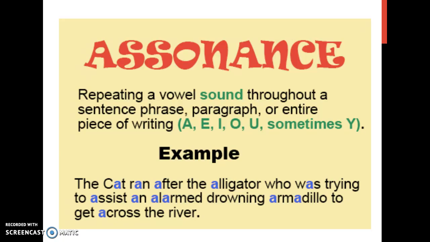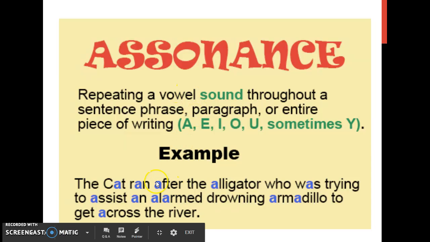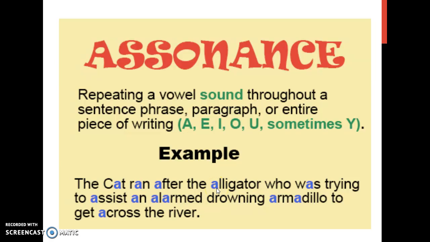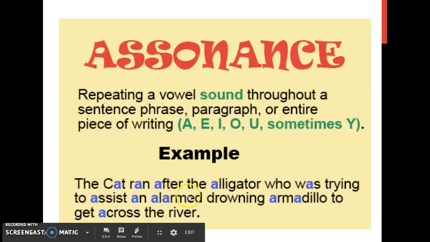Again, it's obvious in this example because all of the A's are highlighted in nearby words. Even though here the A is at the front of the word, that's okay. It is still an example, with its neighboring words that also contain the vowel sound A. In this case, it was an entire sentence, which happens to be quite long.